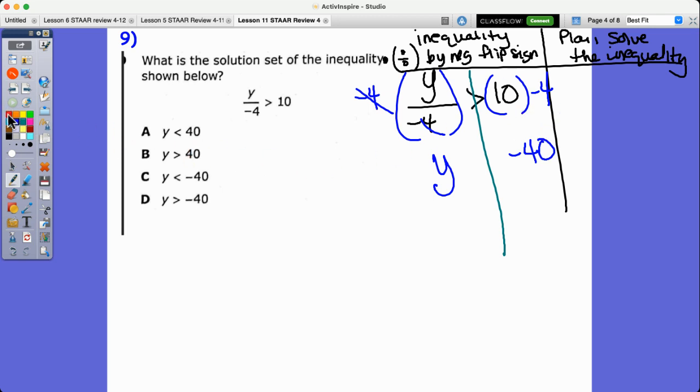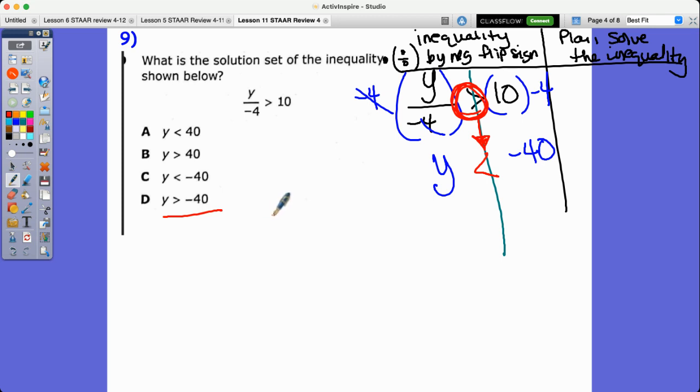The problem then comes right here. You have to remember to flip this sign. So my answer becomes y is less than -40. If you choose y is greater than -40, which is what you would do if you forgot to flip your sign, you're going to get this answer wrong.